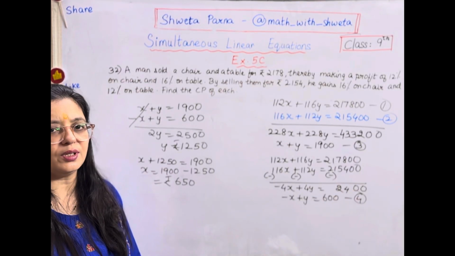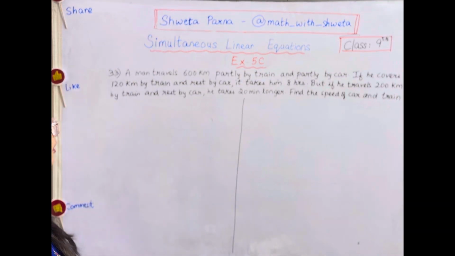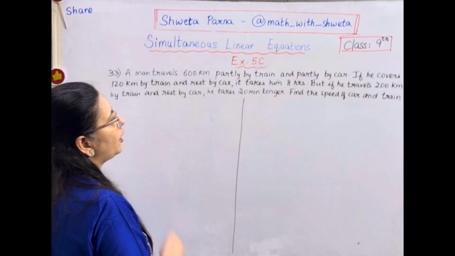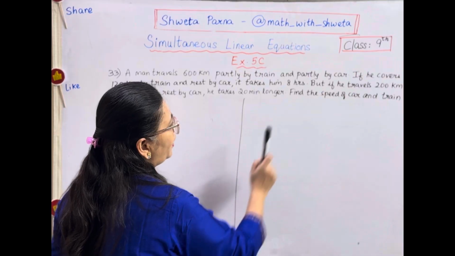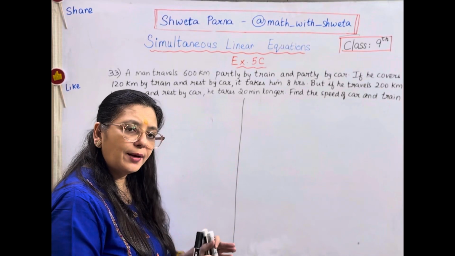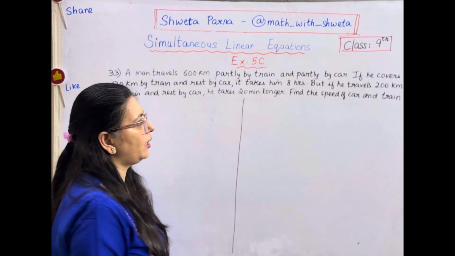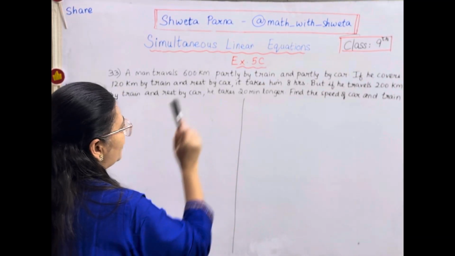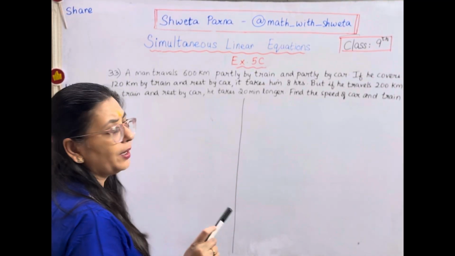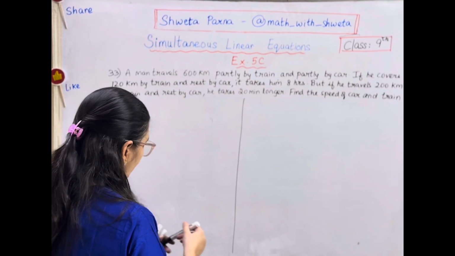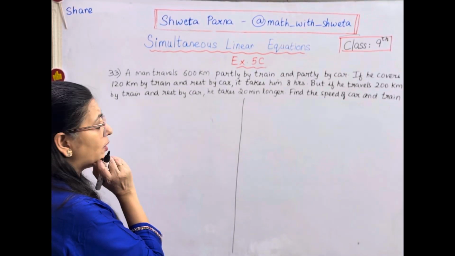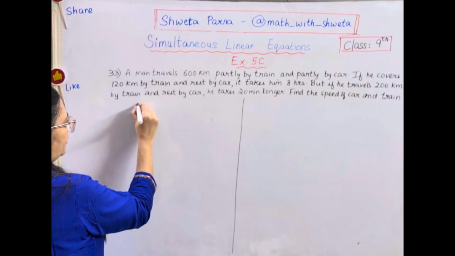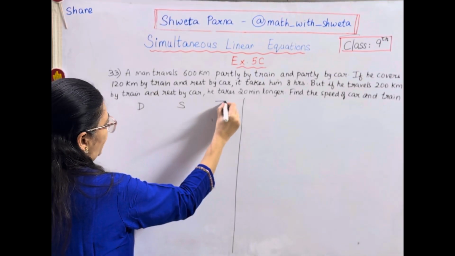Okay, come on, let's go to the next one. Question number 33. A man travels 600 km partly by train and partly by car. Some part by train and the other part by car. If he covers 120 km by train and the rest by car, it takes him 8 hours. Okay, so first, do you know the speed and all? No. So distance, speed and time.